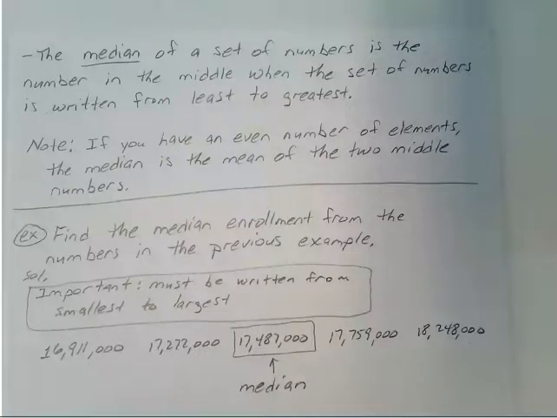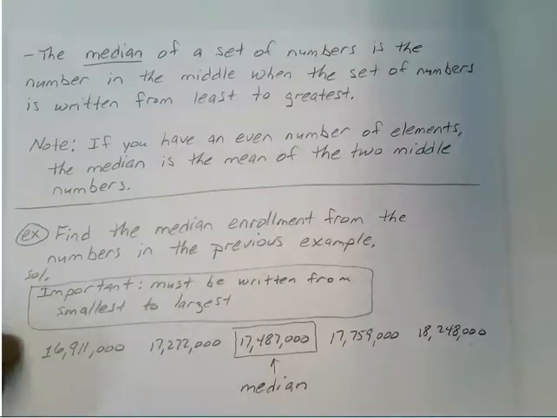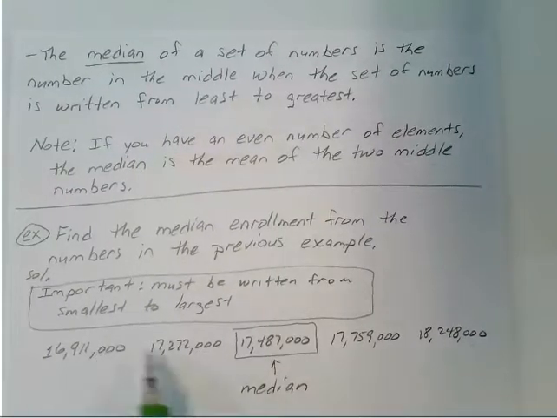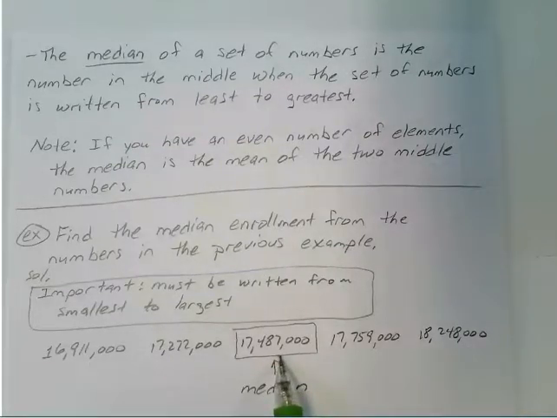If you're still writing this, feel free to press pause, but we're going to move on to another example of the median, because here you have 5 values, so it's easy to pick the one in the middle. What if you had an even number? We'll do that on the next page.